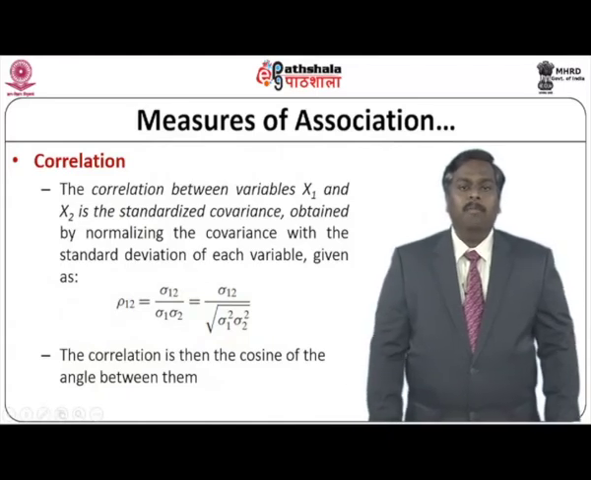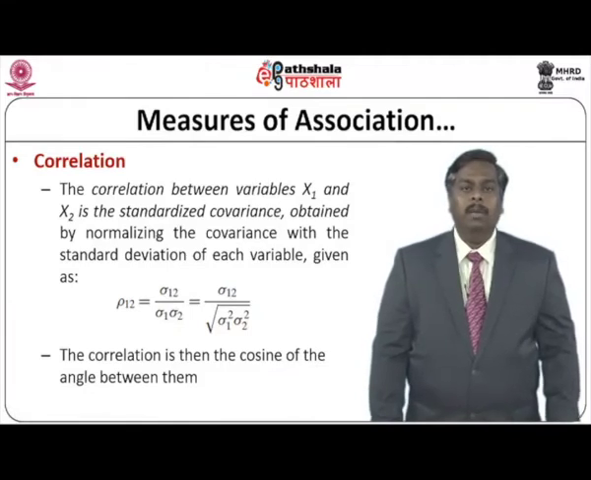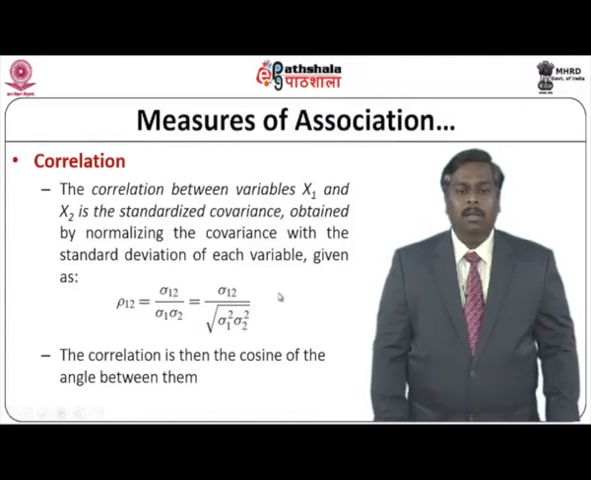The next type of measure which may be used for quantifying association among dimensions is correlation. Correlation between two variables, say x1 and x2, is considered to be a standardized covariance, which is obtained by normalizing the covariance with respect to the standard deviations of these two attributes or variables. So, mathematically we can represent this correlation by this equation.